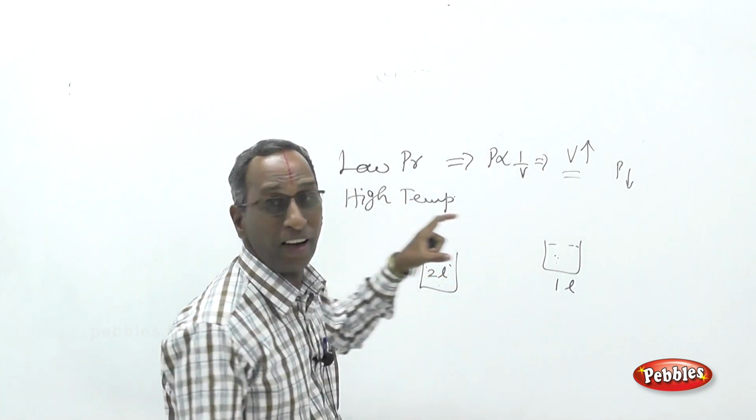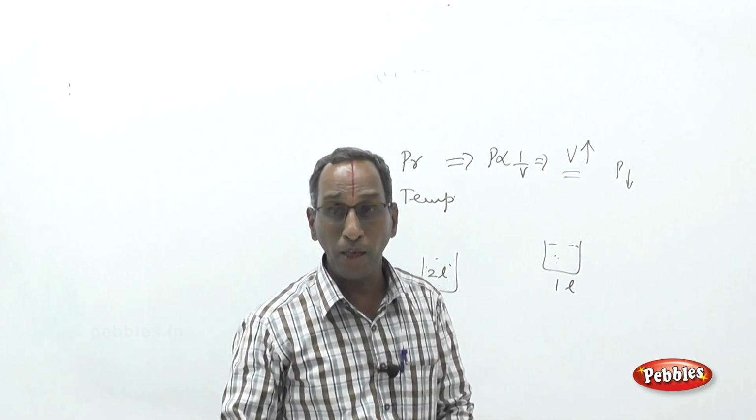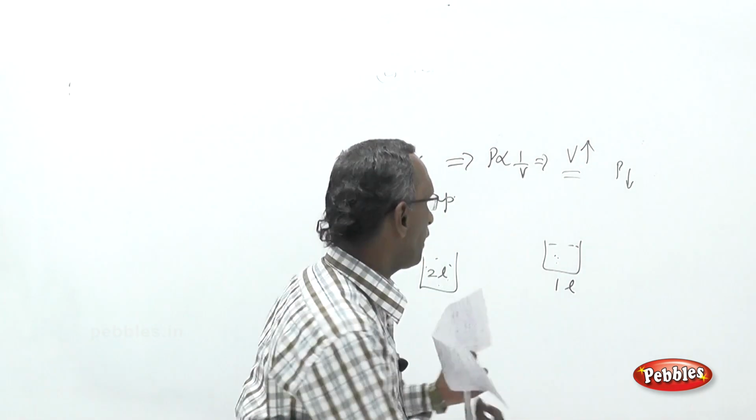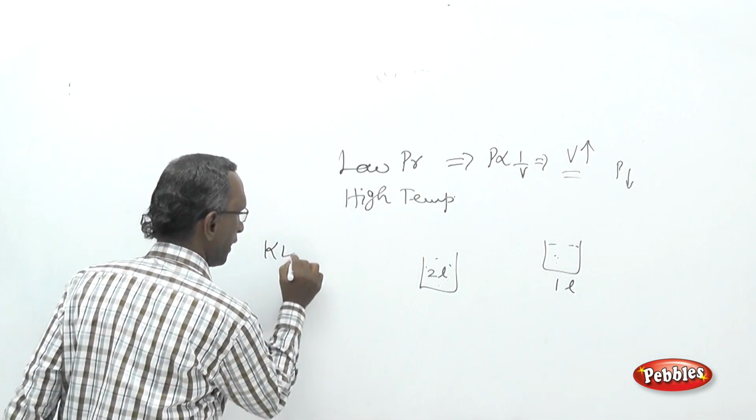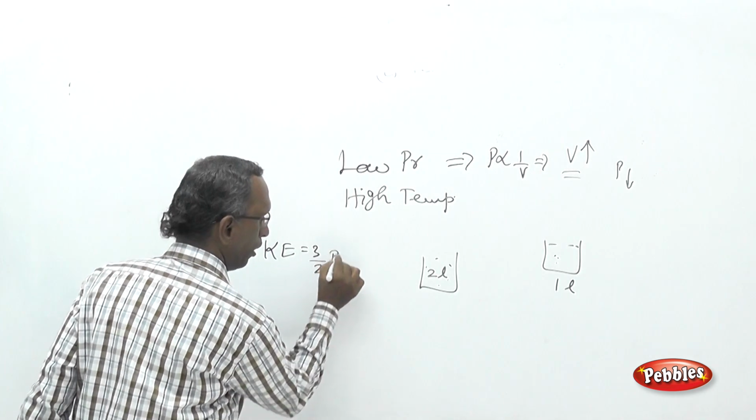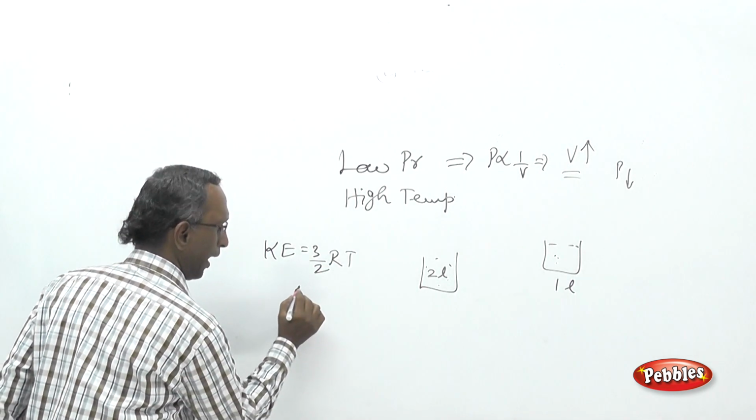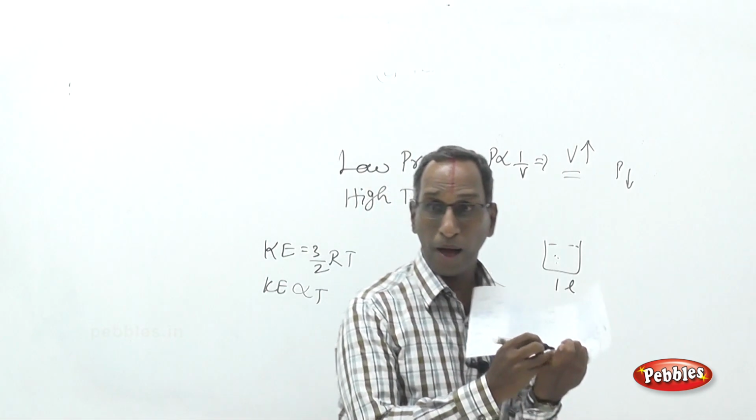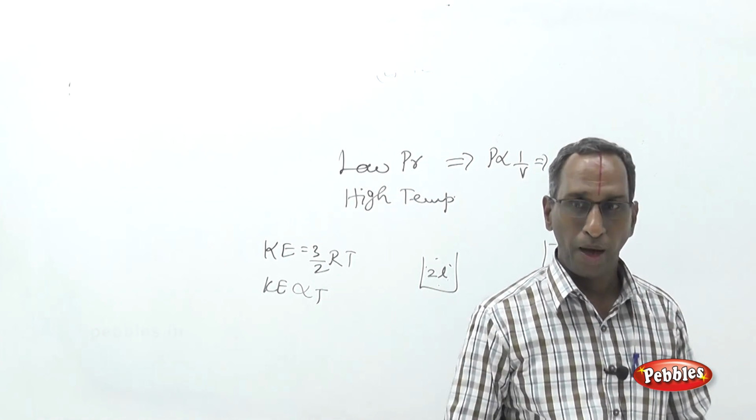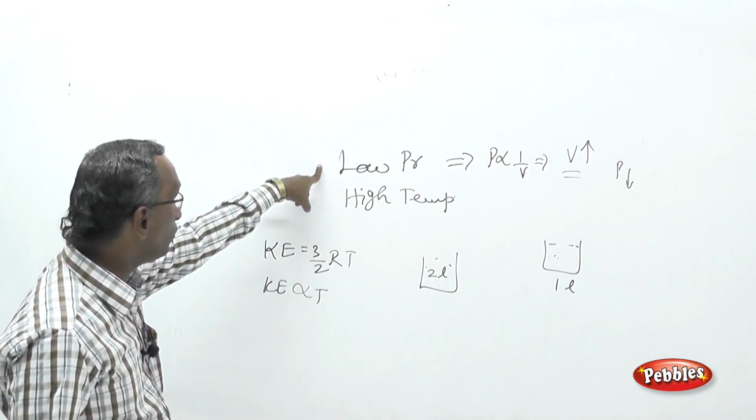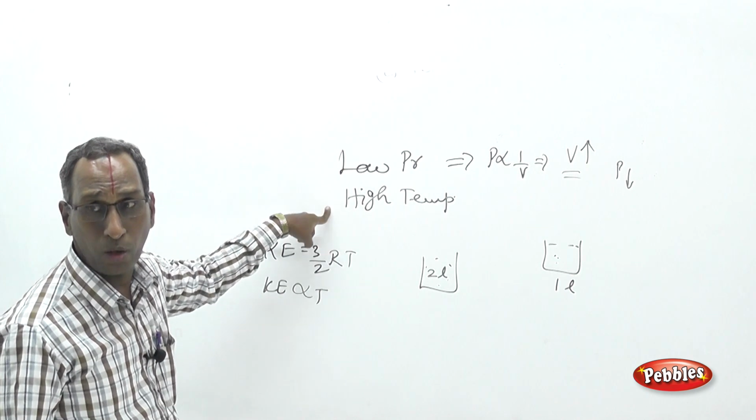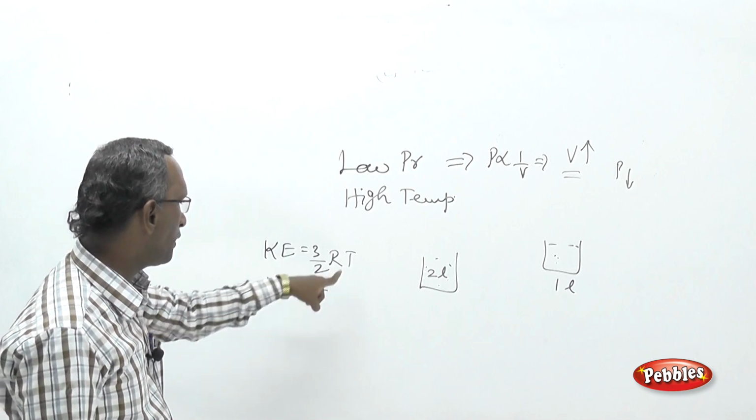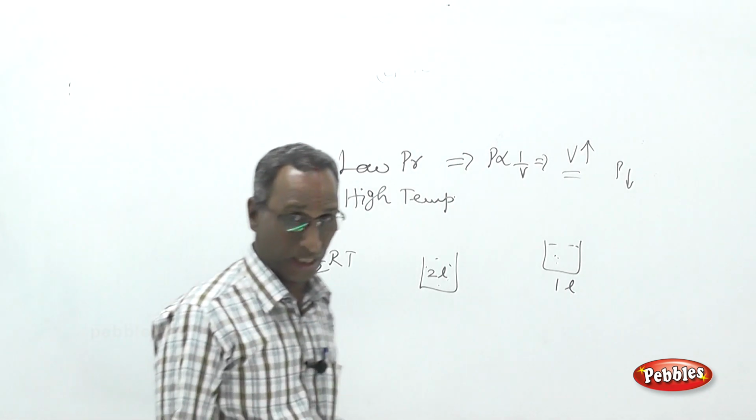Similarly is the effect of high temperature. When a gas is heated, its temperature is increased. Already we have seen about kinetic energy: kinetic energy equals 3 by 2 RT for 1 mole of gas. In other words, kinetic energy is proportional to temperature. Higher temperature means higher kinetic energy. So, as temperature is increased, kinetic energy is increased.